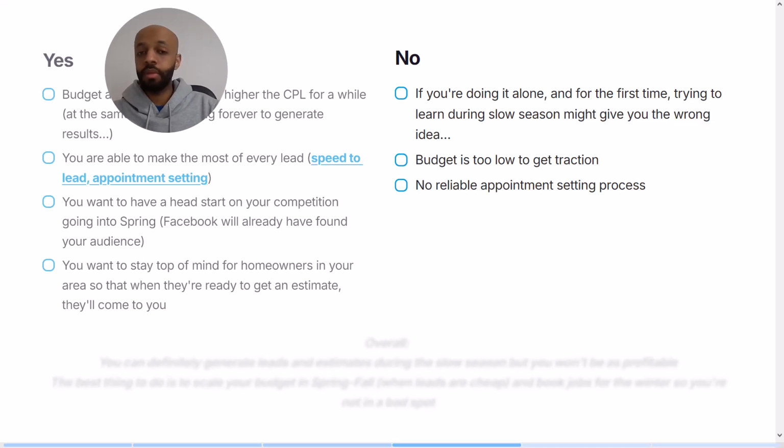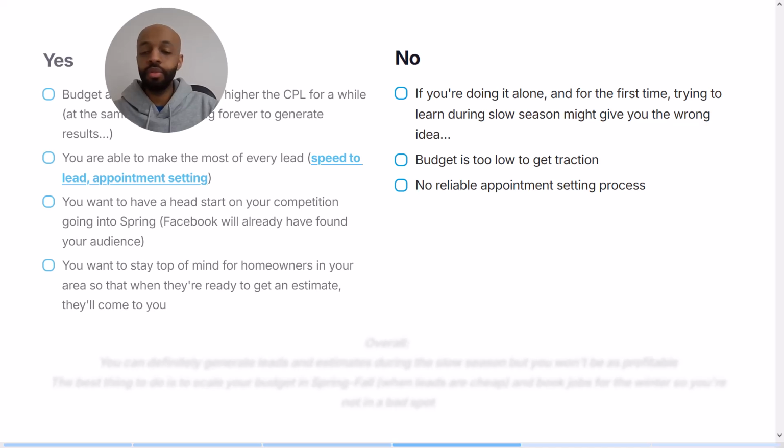Now, some reasons not to run ads during this time: if you're doing it alone and for the first time, trying to learn during slow season might give you the wrong idea. What I mean by that is that results are going to be slower than normal because there's going to be a learning curve either way. And the learning curve during winter, during your slow season, is just going to be a lot steeper. So that's something to keep in mind.